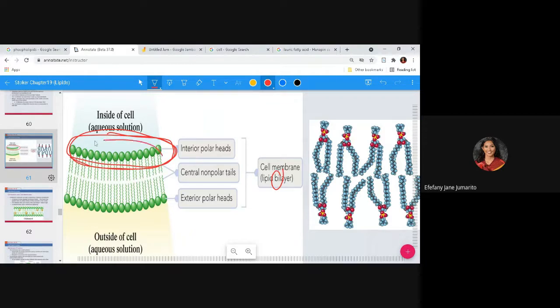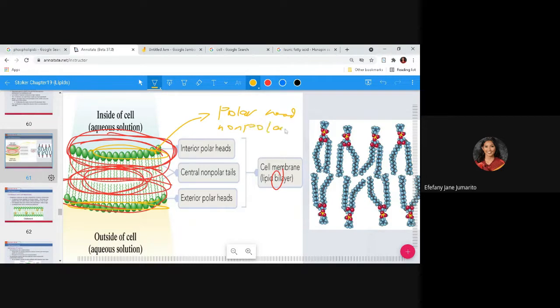We have this one, this is a phospholipid, and then we have another phospholipid. So they come in two so that the tails will be inside, and then the heads will be outside. Again, a membrane lipid has a polar head and a non-polar tail. So just like your micelle, the one in soap, it has a polar head and a non-polar tail.